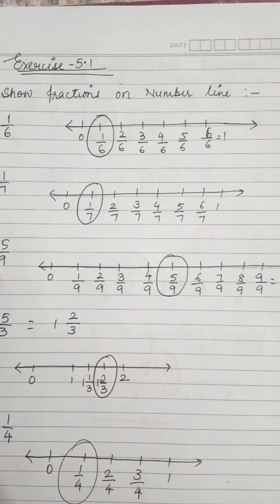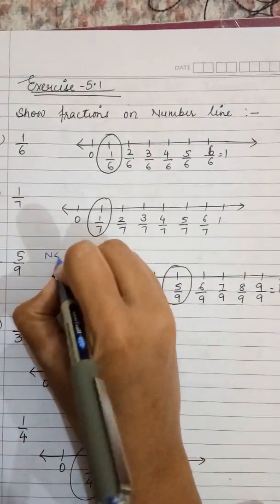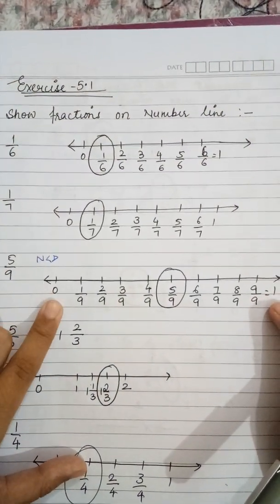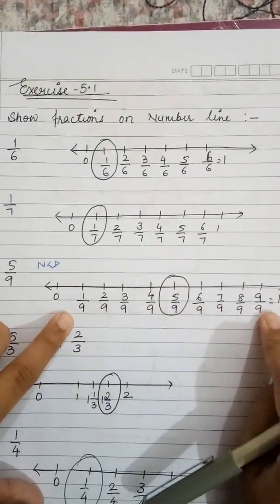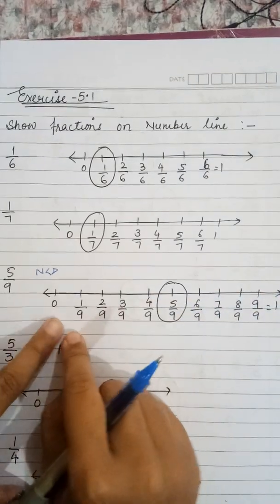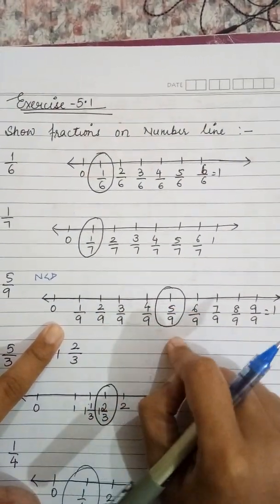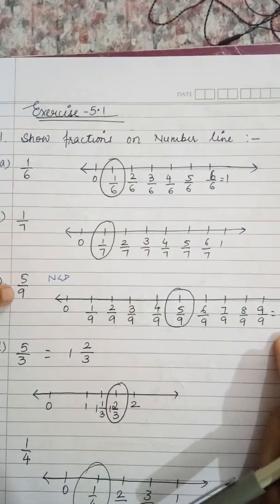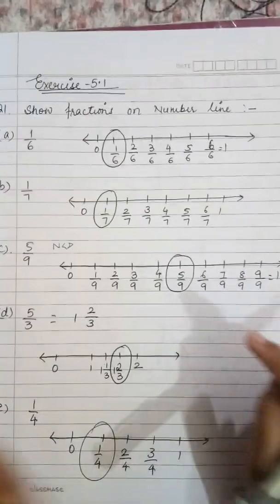What have we done in 5 upon 9? The numerator is less than the denominator, so I am going to write between 0 and 1. Okay, now the denominator is 9, so I am going to divide this whole into how many parts? 9 parts. Then I am going to write 1 upon 9, 2 upon 9, 3 upon 9, 4 upon 9, 5 upon 9, 6 upon 9, and like this I am going to write. What I want is 5 upon 9, so I am going to mark 5 upon 9. Clear?